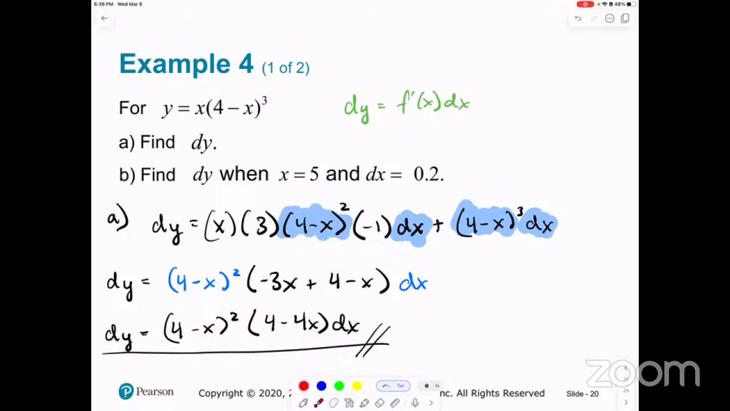Let me see. That's going to be a 1. 4 minus what? 20 is negative 16. Negative 3.2. I'm just going to put the result. For B, I got a negative 3.2. When you plug those in, if you let x be 5 and dx be 0.2, I think I got negative 16 times 0.2. I think that's okay.